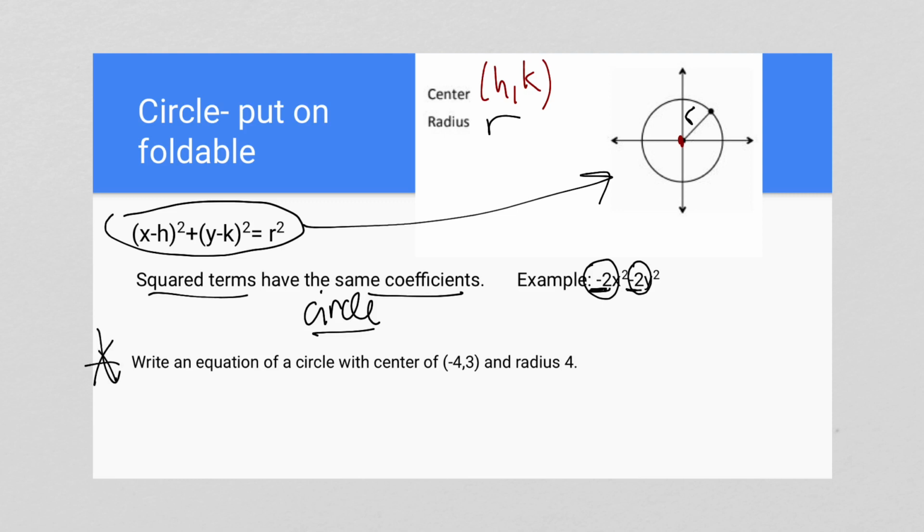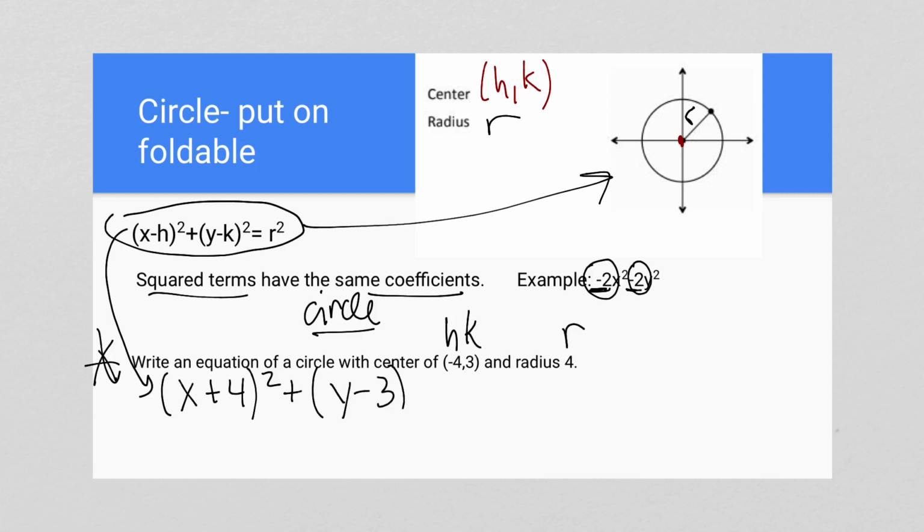Write an equation of a circle with the center of (-4, 3) and the radius is 4. So we know this is our h, this is our k, this is our r. In our equation, I'm going to do it as x minus a -4, so that becomes (x + 4)^2, and then (y - 3)^2 equals r squared, and my r is 4, so 4 squared is 16. So here's the equation for that circle.